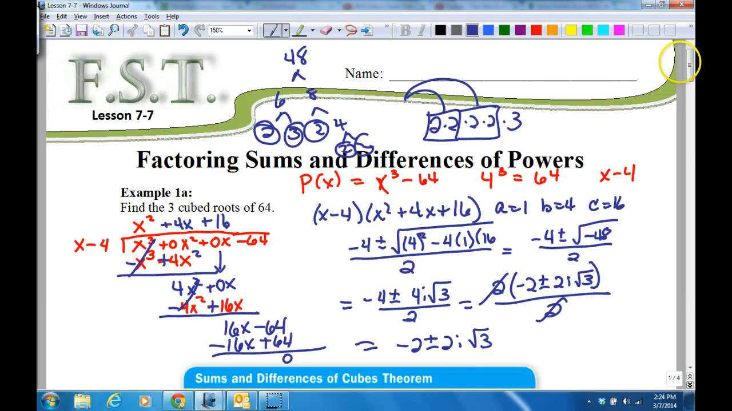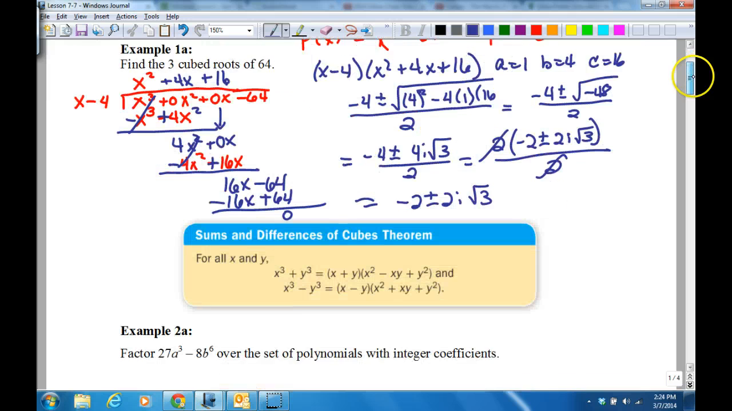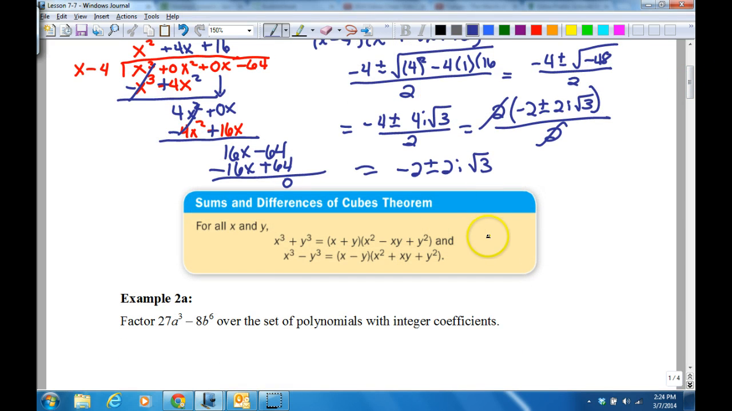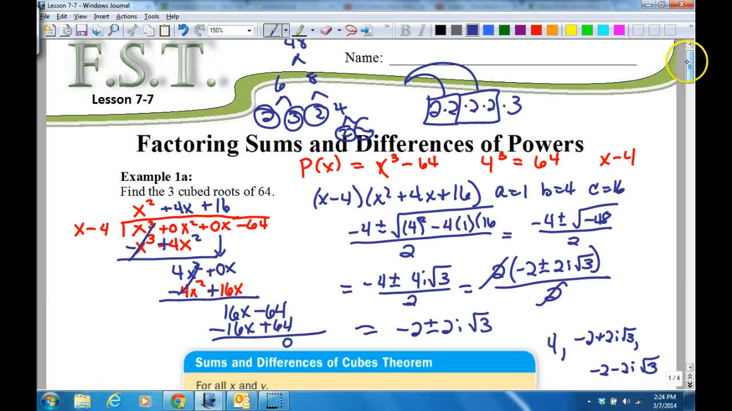All right, so one thing you need to know is this is probably the most important thing you need to know for this entire lesson. Wait, what does that answer mean and why did you do all that? There's 3 factors. We got 4, negative 2 plus 2i square root of 3, and negative 2 minus 2i square root of 3. Those are my 3 zeros. These two, if I multiplied them back together, would be that. This isn't factored all the way down yet.